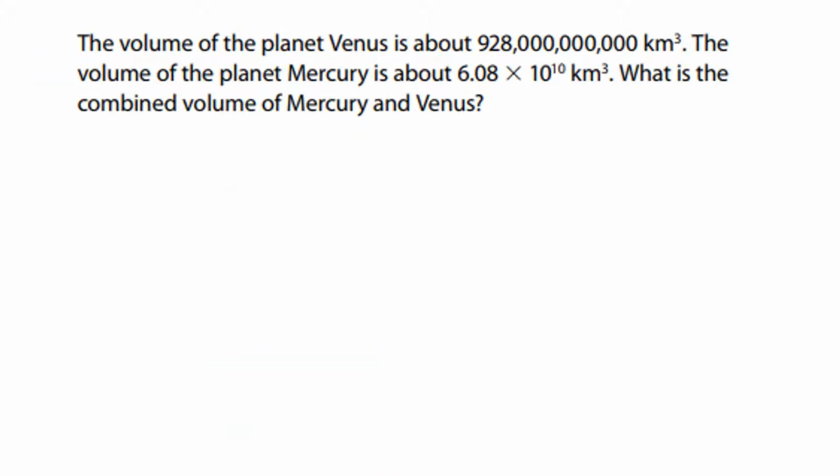Now, when you're given a word problem, you have to read the word problem and then write the problem and then type it in the calculator. So it says the volume of the planet Venus is about that many kilometers. The volume of the planet Mercury is about 6.08 times 10 to the 10th kilometers cubed. What is the combined volume? The word combined means add. So we know we're going to add the two numbers.